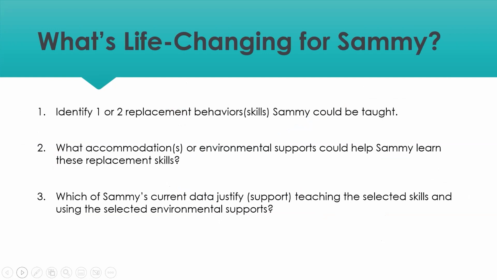So identify one or two replacement behaviors that Sammy could be taught. So in the chat, kind of answer these questions or throw out one words to, like, what would you replace his behavior with? What kind of supports might you put in place? And then what data would you collect to see if it was working? Because Mr. Kennett he didn't know how many prompts he had given Sammy at the beginning.